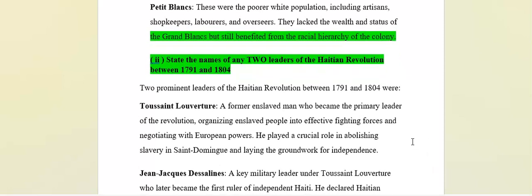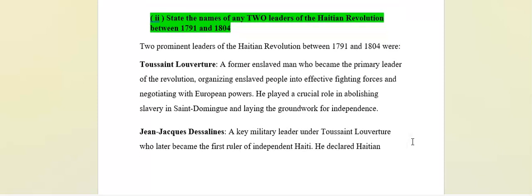Now, two prominent leaders of the Haitian Revolution between 1791 and 1804 were Toussaint Louverture, who was a former enslaved man who became the primary leader of the revolution. He organized enslaved people into effective fighting forces, and he also negotiated with European powers. Toussaint played a crucial role in the abolition of slavery in Saint Domingue and laying the groundwork for independence. So Toussaint Louverture was one of the leaders of the Haitian Revolution between 1791 and 1804.